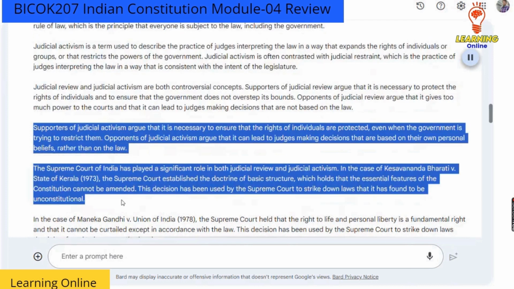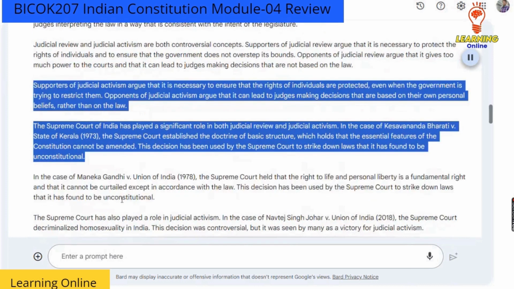Supporters of judicial activism argue that it is necessary to ensure that the rights of individuals are protected, even when the government is trying to restrict them. Opponents of judicial activism argue that it can lead to judges making decisions that are based on their own personal beliefs, rather than on the law.